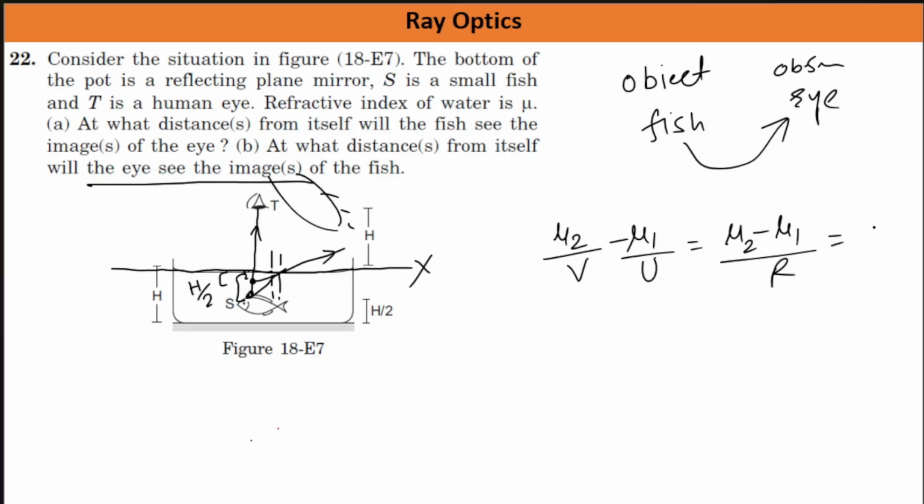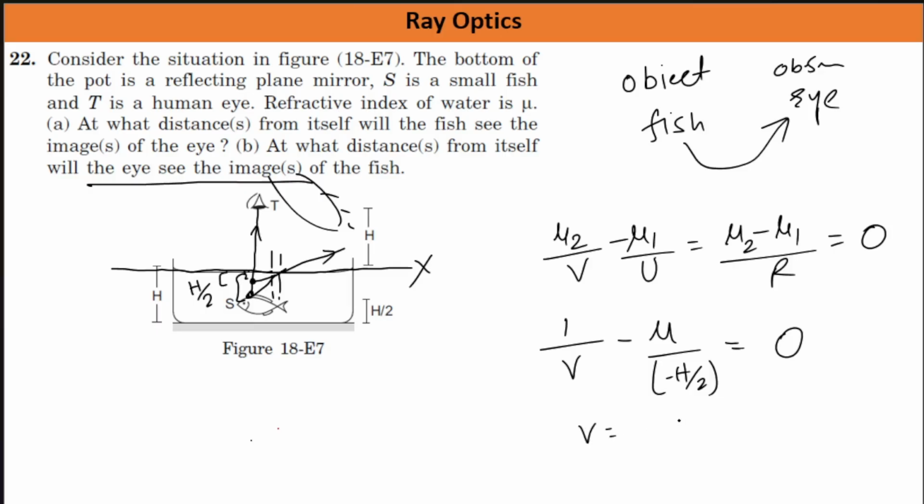R is infinite, so this is 0. Okay. So mu2 here is the refractive index of the media in which the refracted light is. This is 1. V is v, minus mu1. Where is the object? mu1 is mu, in water. And u will be how much? h by 2, with proper sign convention, minus h by 2, and this is equal to 0.